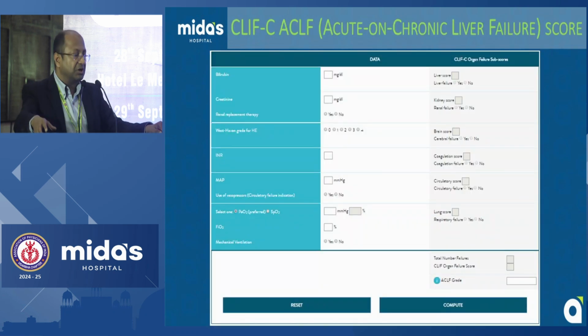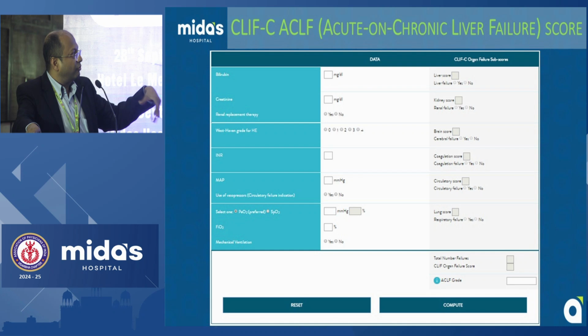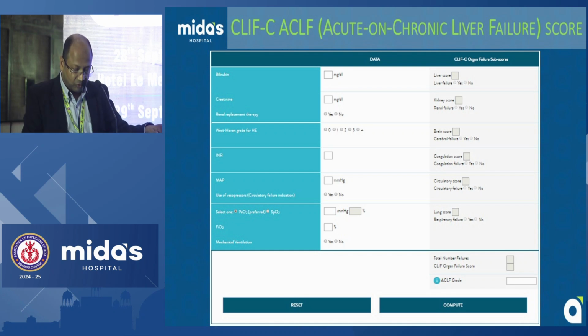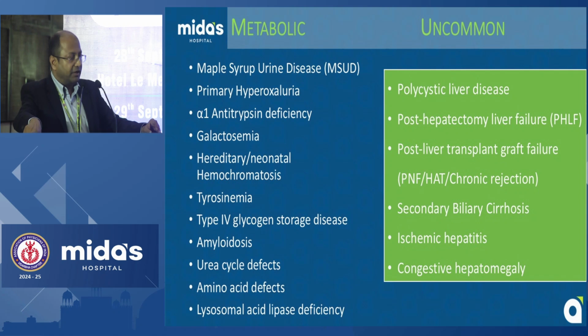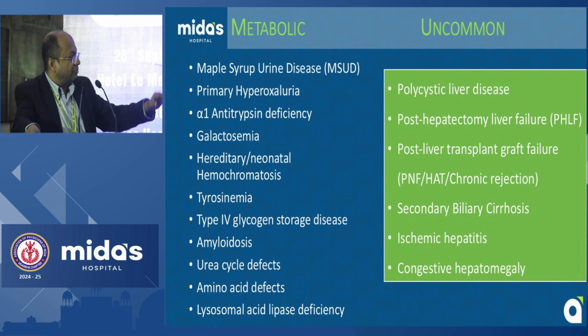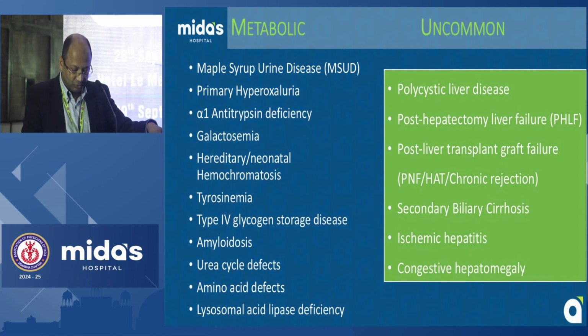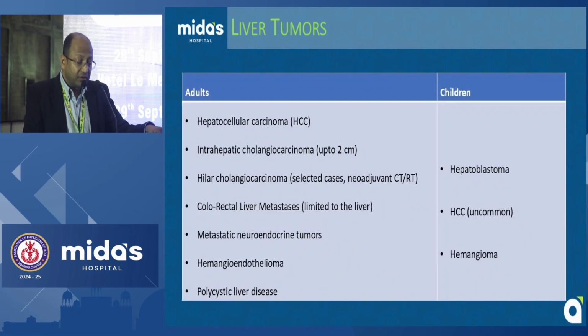Again, we have several scores, but there are online calculators to calculate those scores and get an idea of whether they need a transplant. Then there are uncommon diseases which really don't cause liver failure, but then we have metabolic and some other uncommon conditions for which we do a transplant. And then there are liver tumors.